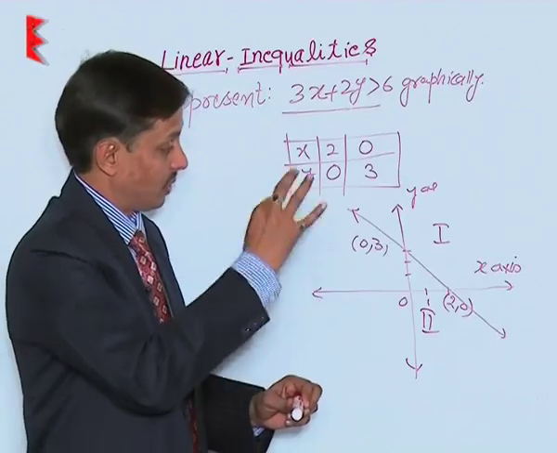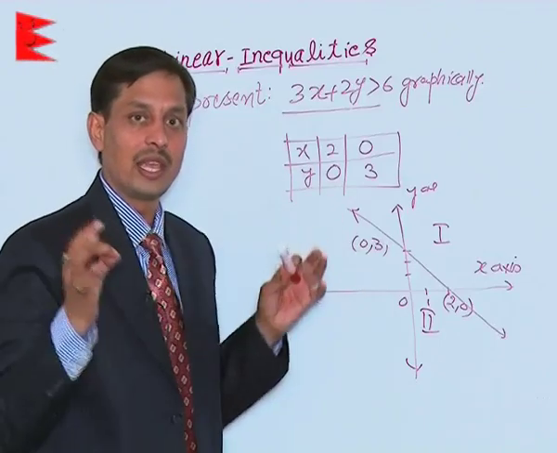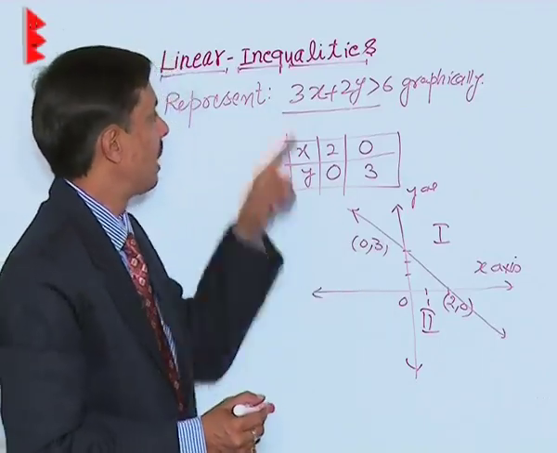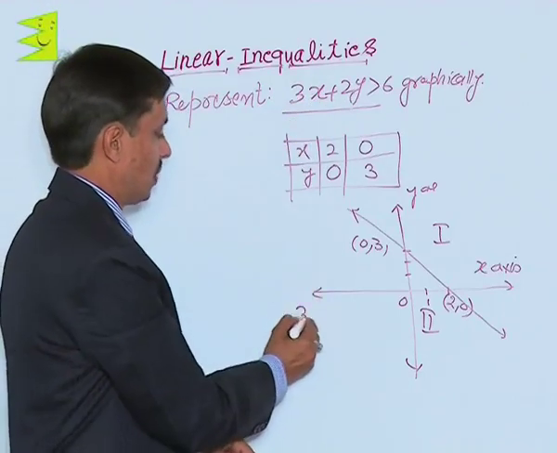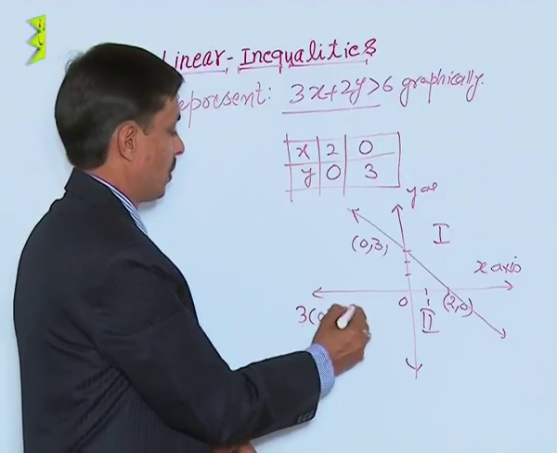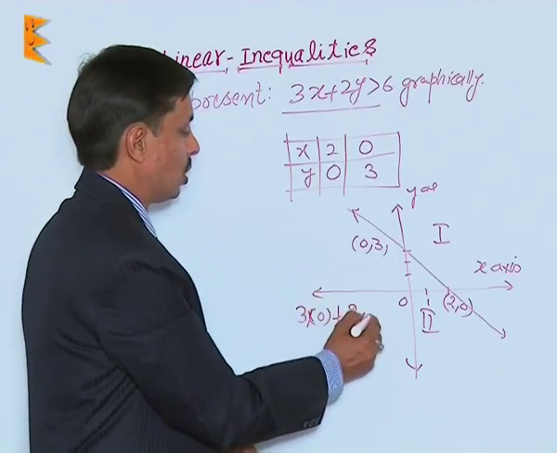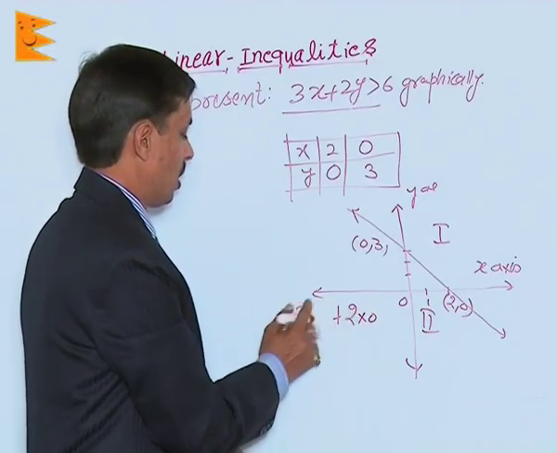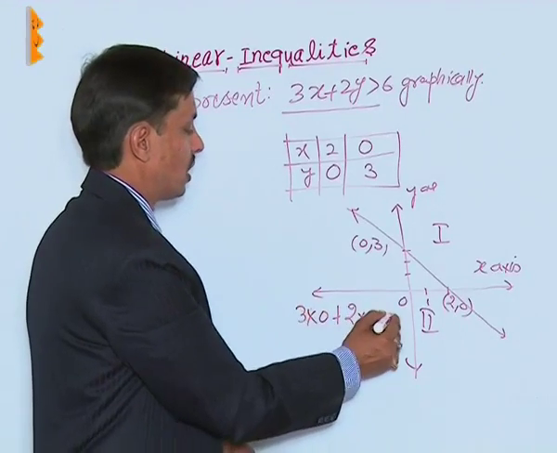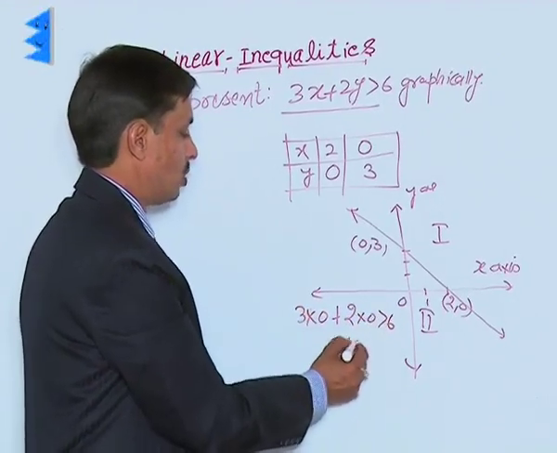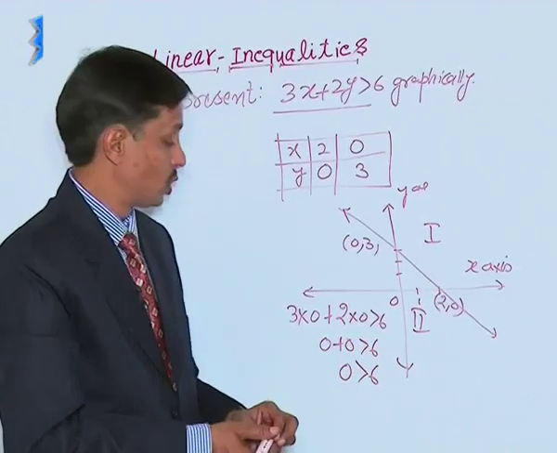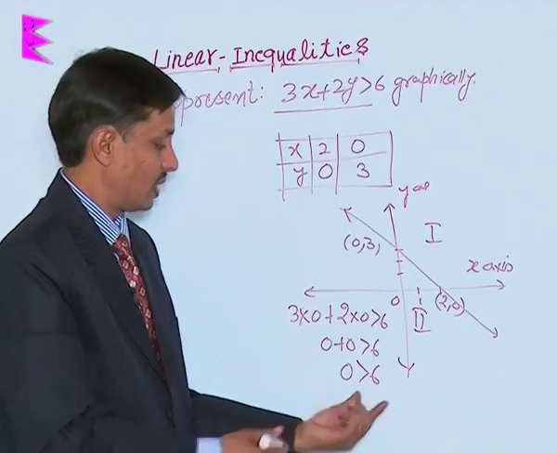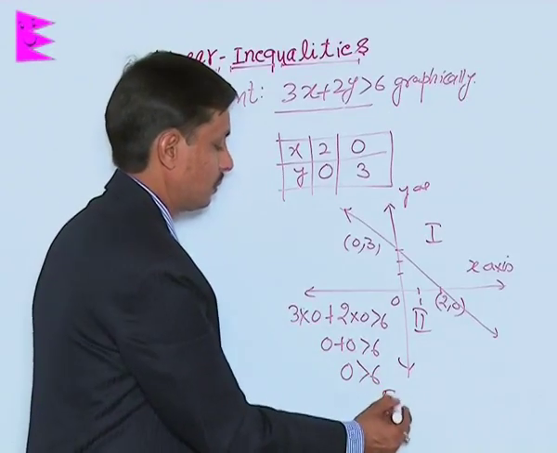To check which direction the solution set is going in, I have to put 0, 0. So if I put 0, 0, this will be 3 into 0 plus 2 into 0, which is greater than 6. 0 plus 0 greater than 6. 0 is greater than 6. So 0 is greater than 6 is a false statement.